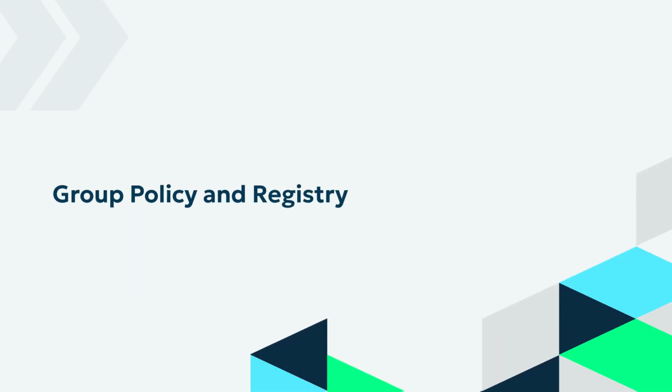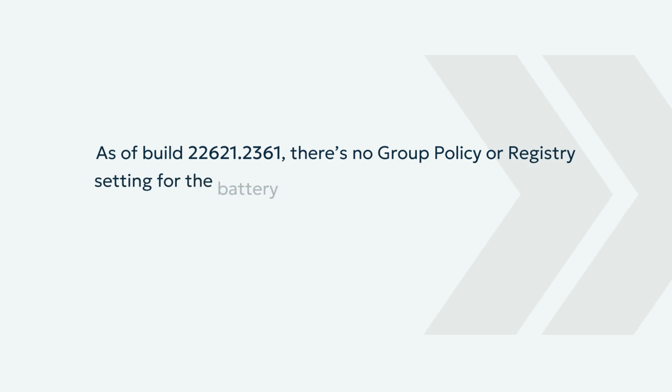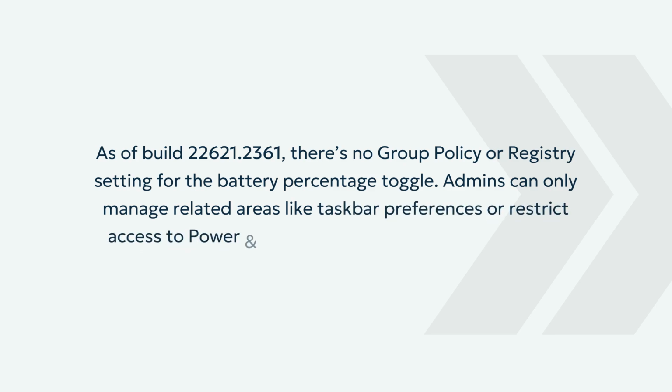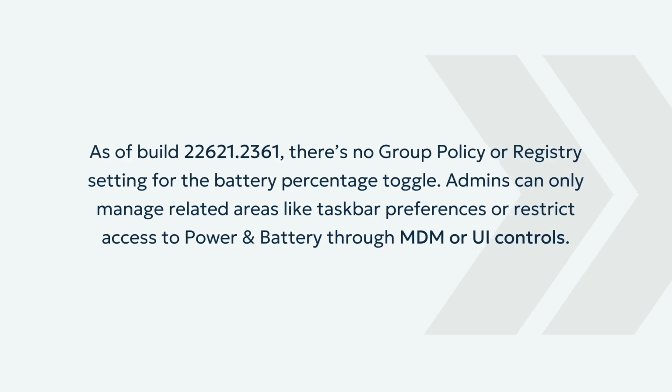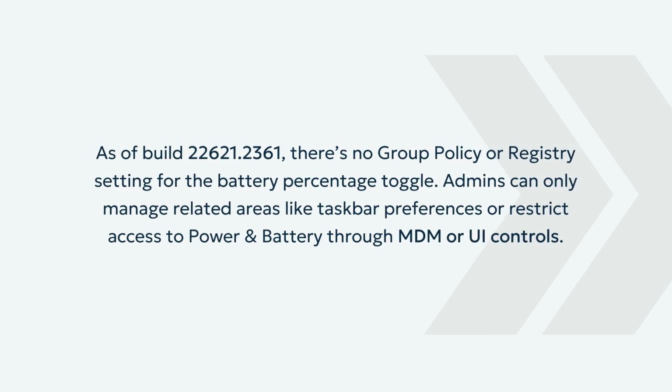Group Policy and Registry. As of Windows 11 build 22621.2361, there isn't a group policy or registry setting to control the battery percentage toggle. It can only be changed through Settings, System, Power and Battery. For admins, the workarounds are limited. You can set general taskbar preferences with scripts or policies, lock access to power and battery with MDM or UI restrictions.